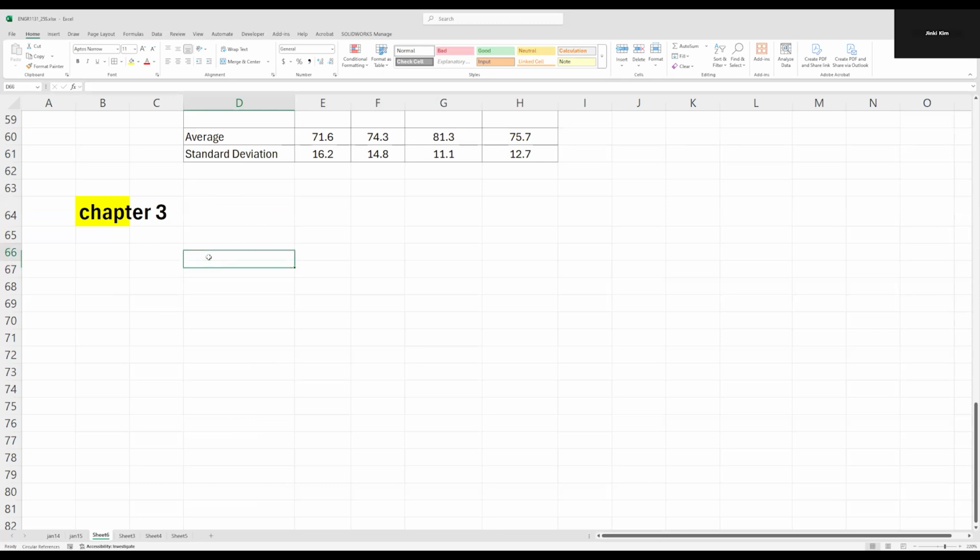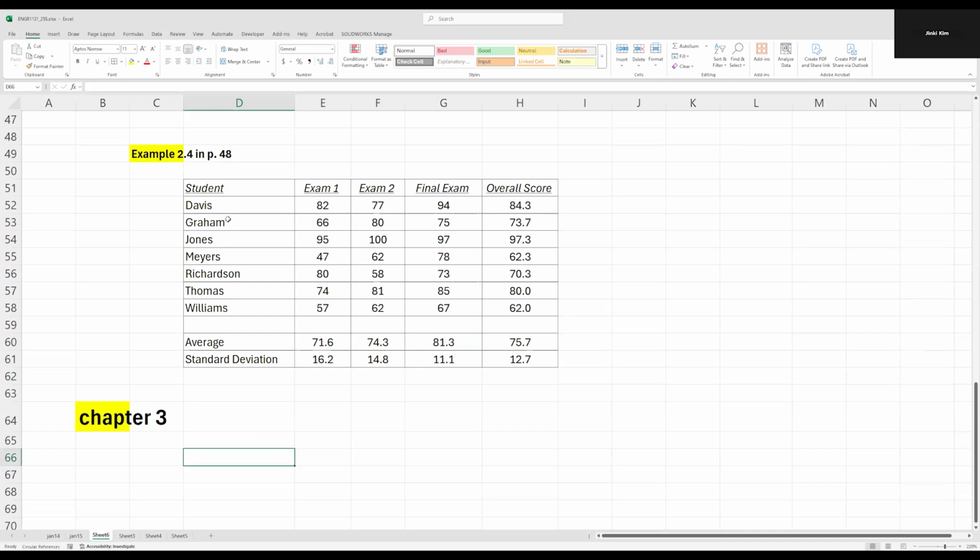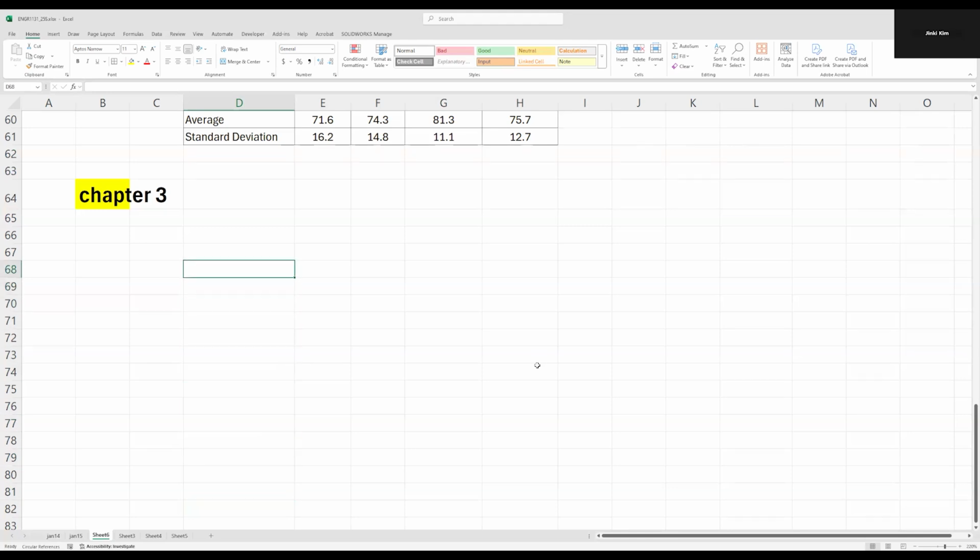So example 3.1, we found all these average and standard deviation. And example 3.2, we would like to create a table from an equation.